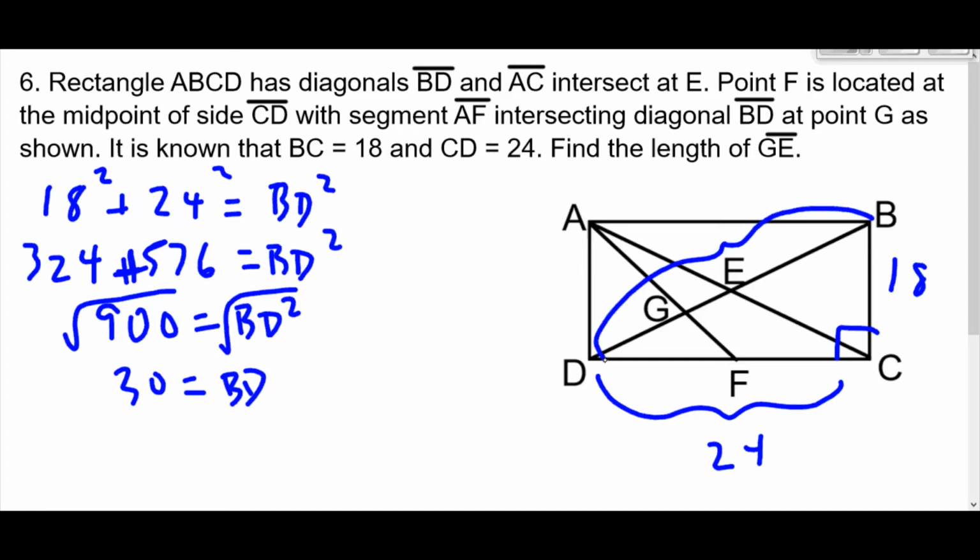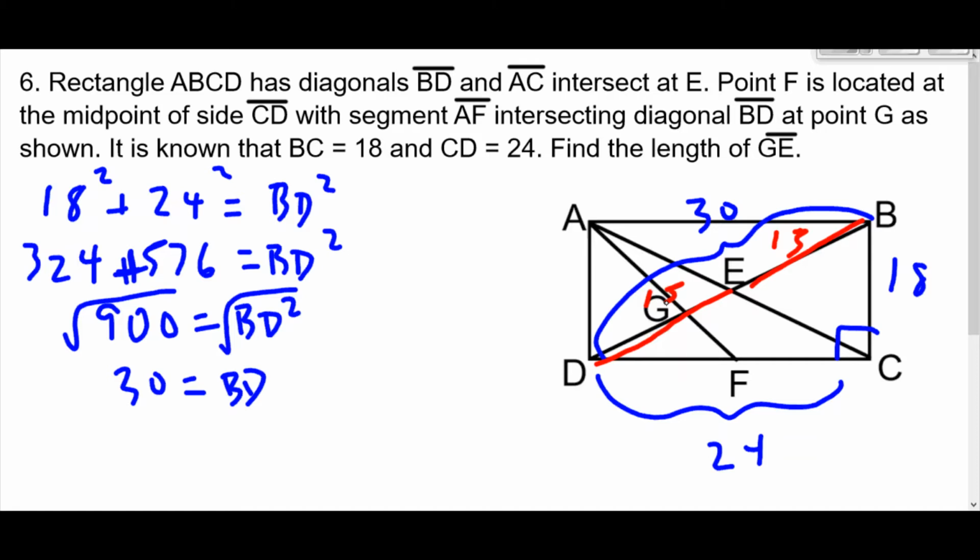Now you might say, why is that important? Well, a couple of things. We also know, by properties of a rectangle, that the diagonals are congruent and bisect each other. So if we know BD is 30, we should also know that DE is congruent to BE, so each is going to be 15. And since we're looking for GE, we definitely know that GE is part of DE, so GE has to be less than 15. So we have that going for us.